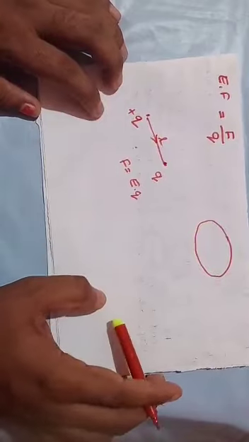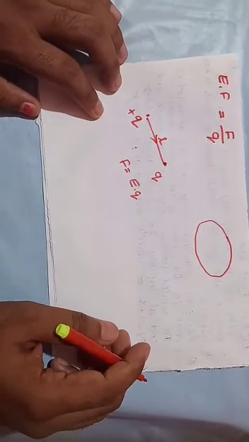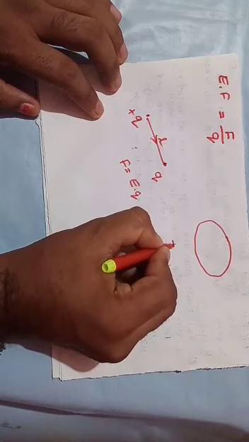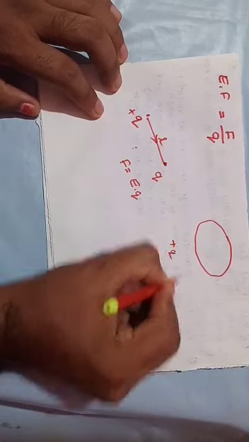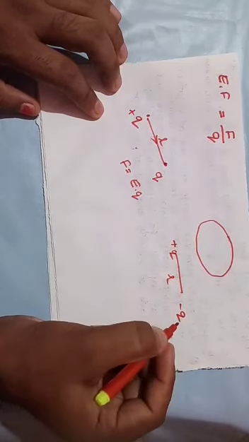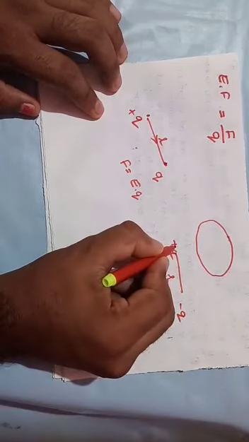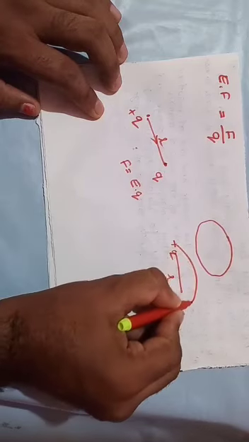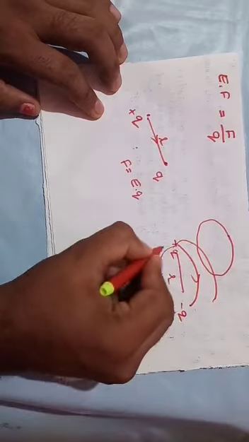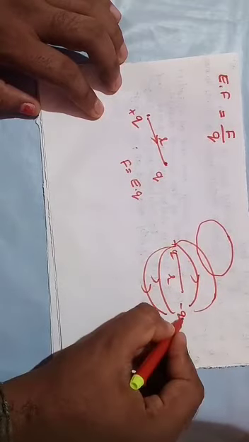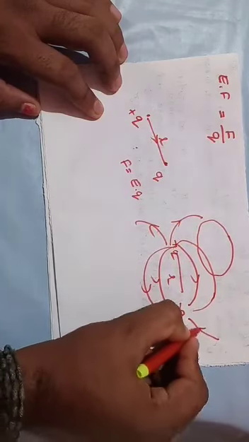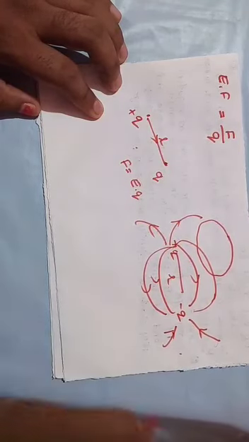There are certain properties regarding these electric field lines. If there are two charges, plus q and minus q, separated by a certain distance r, then electric field lines start from the positive charge and end at the negative charge. Like this we will show. So they are going outside, and here they will come inside like this.